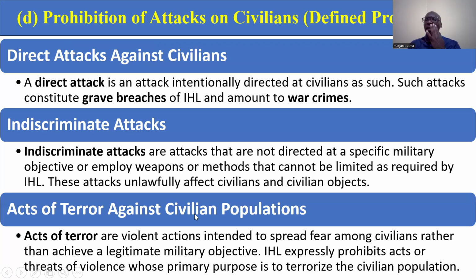Then acts of terror against the civilian population. Acts of terror are violent actions intended to spread fear among civilians rather than achieve a legitimate military objective. So international humanitarian law expressly prohibits acts or threats of violence whose primary purpose is to terrorize the civilian population. So acts of terror happen. It happened in Gaza. It happened in Congo. Now it is happening in Sudan. They are terrorizing the women, the children, the disabled. It's not allowed under international humanitarian law.